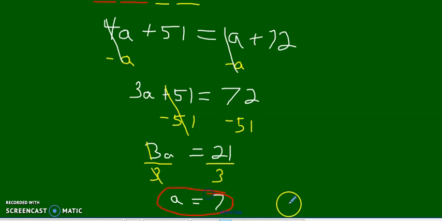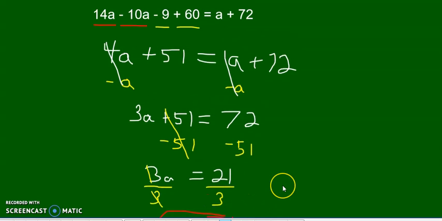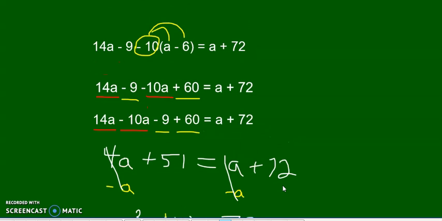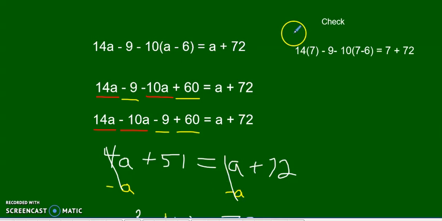Now how do we check if this is right? Well, we take the 7 and we put it back into the equation. We go all the way back to the original equation and we put it back in here and we see if it works. So I plugged 7 back into the original equation, and then we're going to see if the left-hand side equals the right-hand side. On this side we have a plus 72, that's 7 plus 72, that's 79. So let's see if we get 79 on this side too.